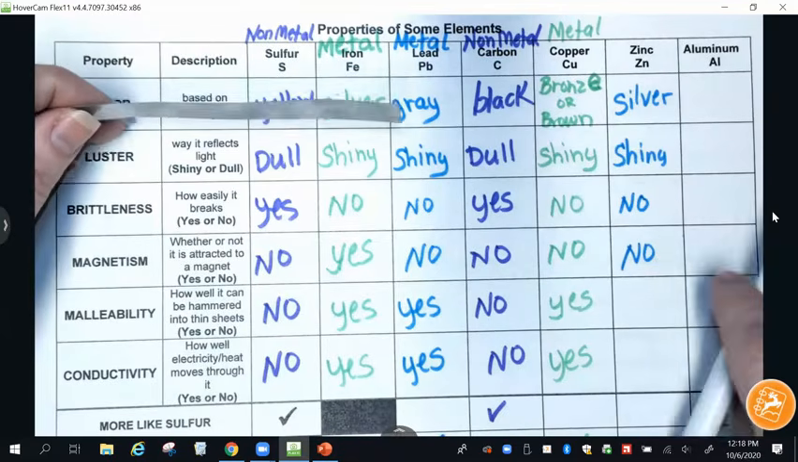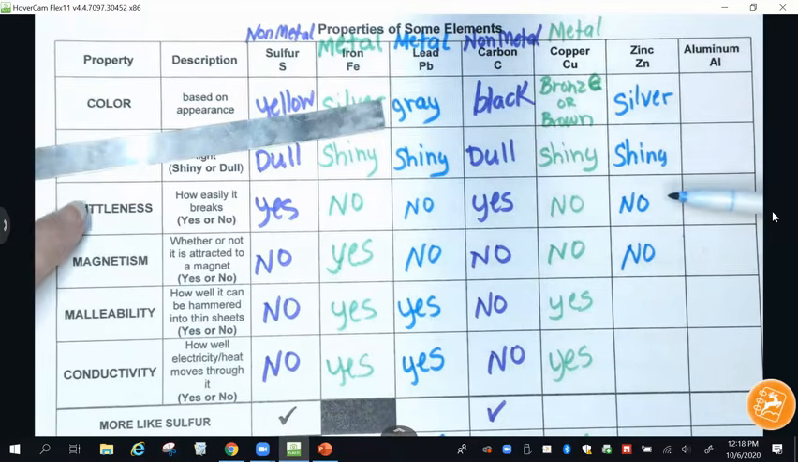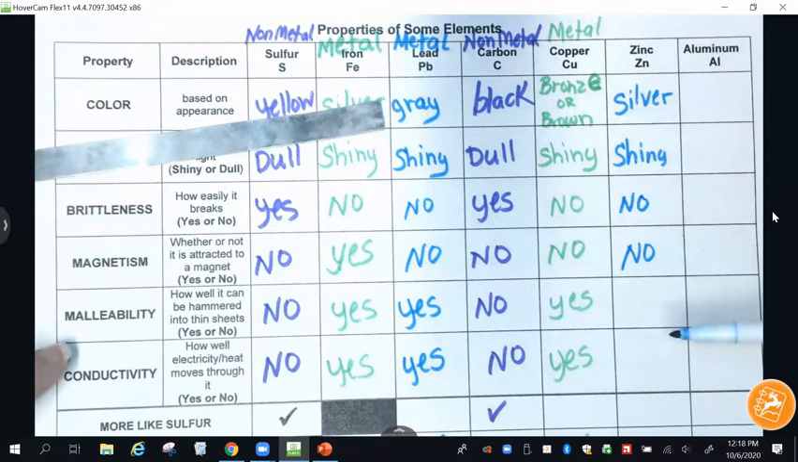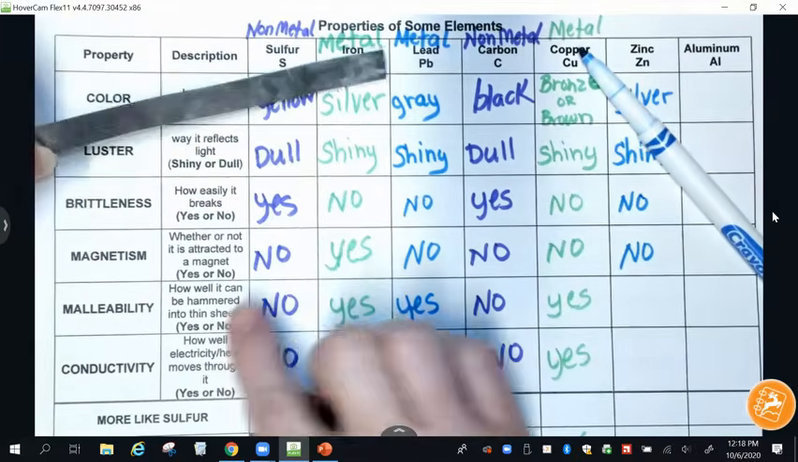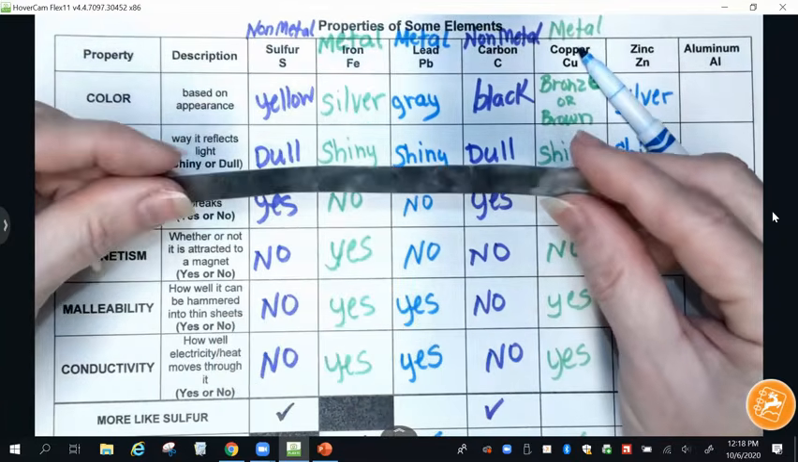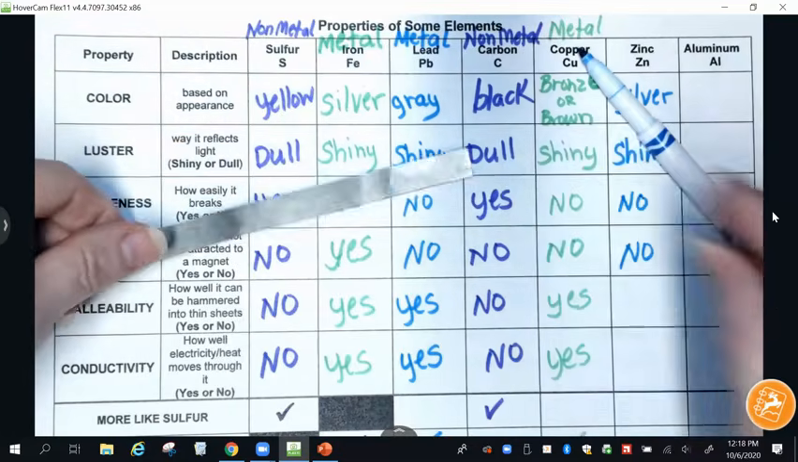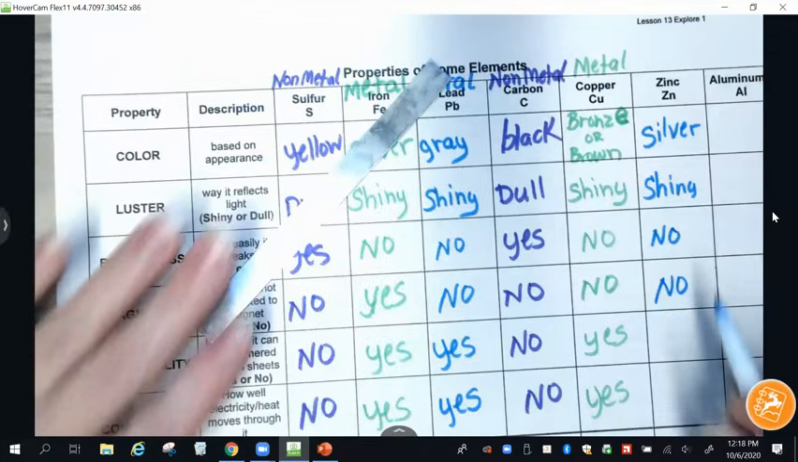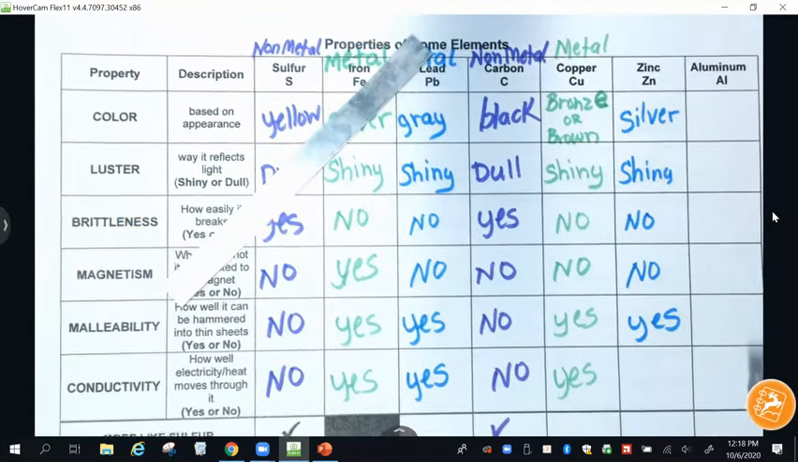Okay, malleability. Remember, for malleability, go back up to your brittleness, and your brittleness helps you with the malleability. If it's not brittle, can it be malleable? Yes, because it says it can be hammered thin. That's what malleable means. And look at my sample right here. It is a thin piece. So we say yes, it is malleable.